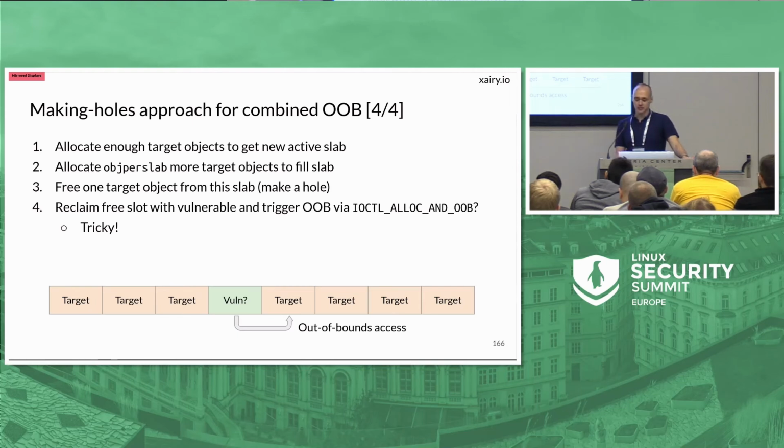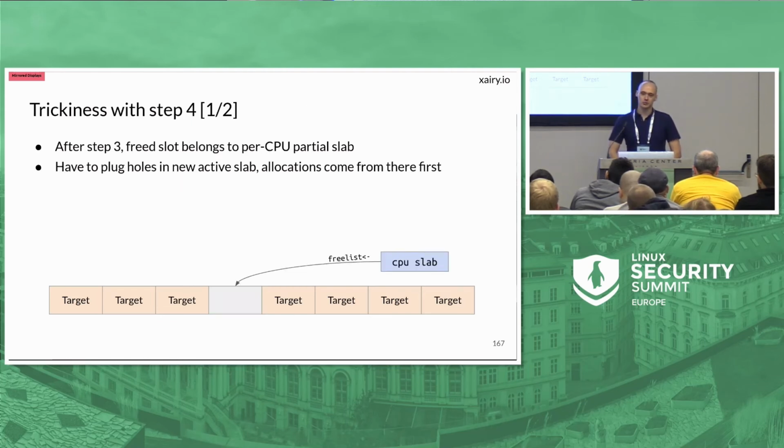The only problem is that placing this vulnerable object within the hole, within this slab that used to be full, is tricky. And the thing is that, again, here we have the case. Once we fill the slab with the target objects, it became a full slab. And once we make a hole in the slab, it's going to be placed on the per CPU partial list.